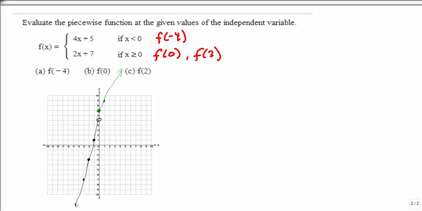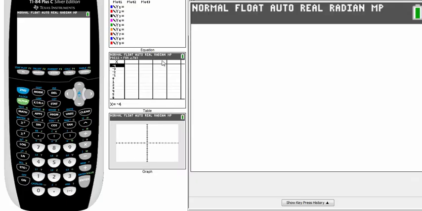The next thing I want to do is plot this with your calculator, and you can plot piecewise functions with your calculator. There's a couple of extra steps involved, but they are very doable. Okay, so let's remember what our problem was. 4x plus 5. Now those are only for values x less than 0.